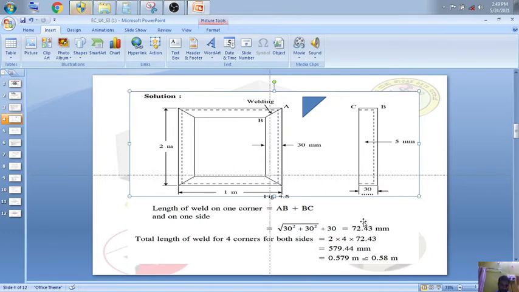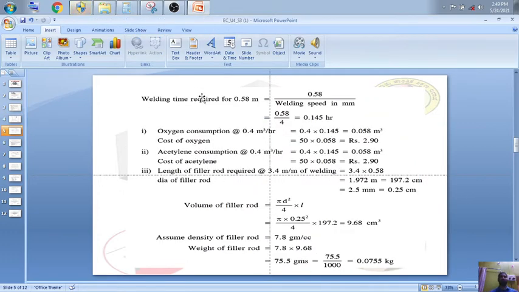All dimensions are in millimeter. So convert this into meter, so divided by 1000, that will give you 0.579 meter. We round it up to 0.58 meter. So 0.58 meter of welding is required for making this gate. So using this 0.58 meter, we move to calculating the metal cost.